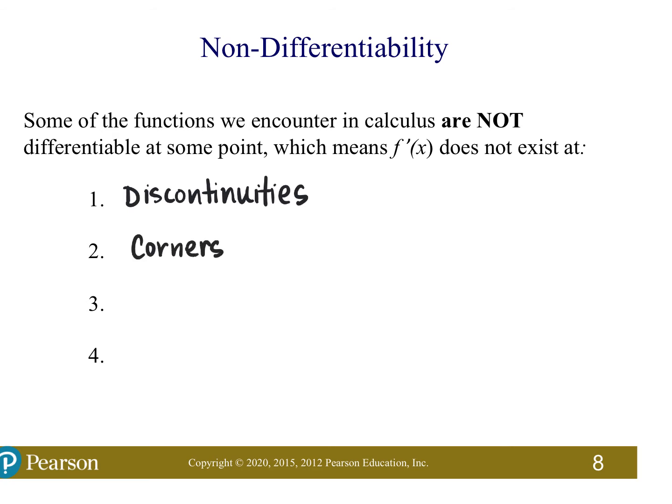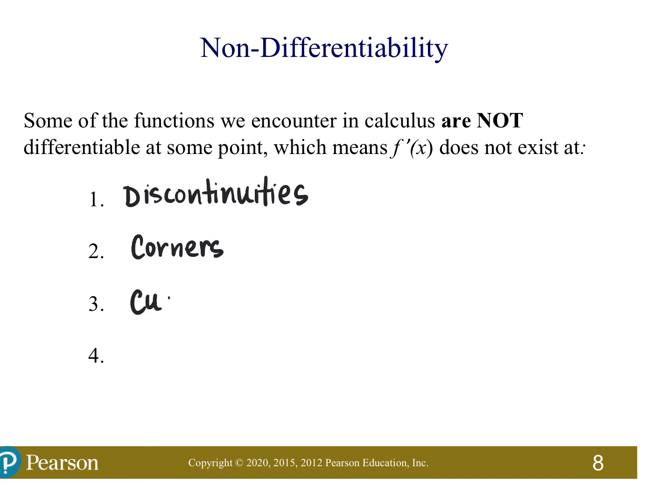Graphs that have a corner. There's a classic graph that has a corner. Can you think of what that is? An absolute value. That's classic. But the one we just encountered was the cubic connected to the linear that had a corner too. That's not differentiable because it's not a smooth transition from one to the other.